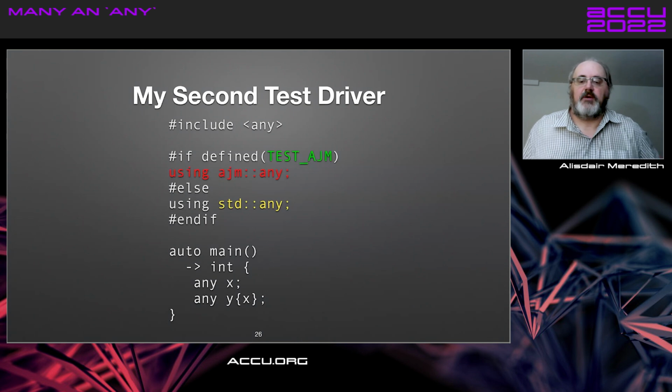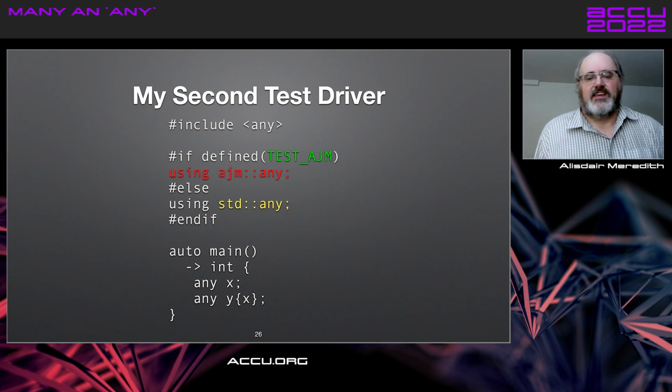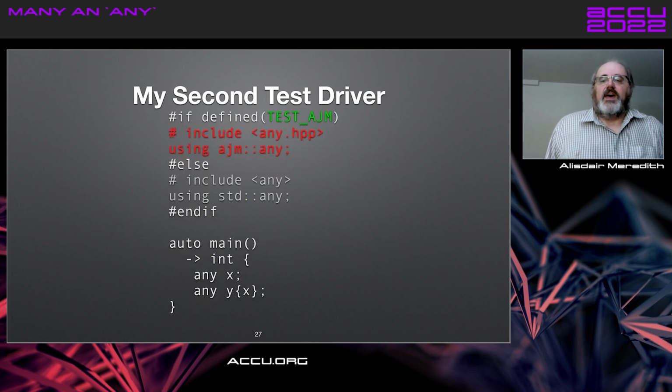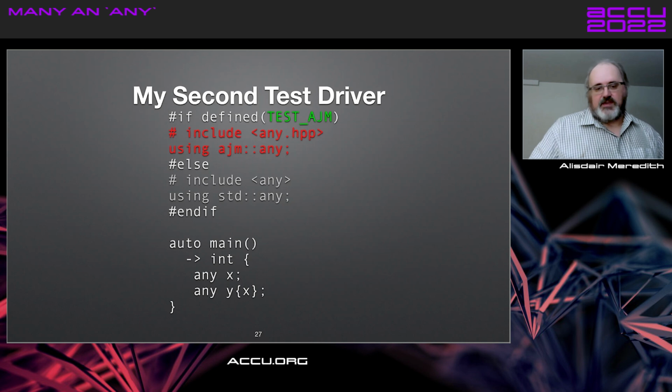I define test AJM on the command line and boom, immediately the compiler tells me, I have no idea what AJM any is. My test is failing. Great, let's fix it. I'm going to make sure I include my actual header where I define my code that will implement AJM any. And otherwise, I can do the same thing for the standard.